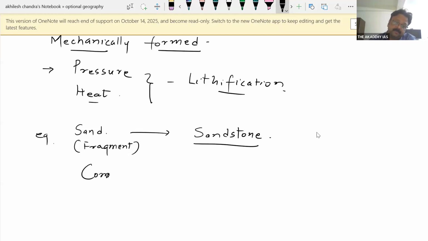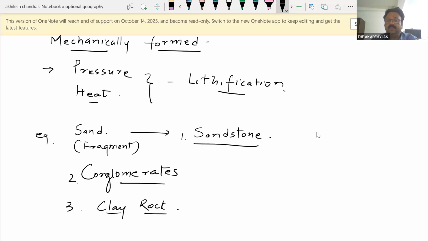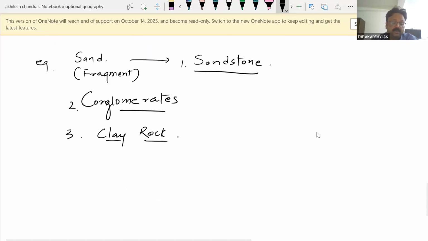Conglomerate. So there are boulders as well as pebbles and boulders along with fine sand, and again the pressure is there. This is one. Conglomerate is second. Third, you can say clay rock. Compaction of clay is responsible for lithification of clay, and there is formation of clay rock, and you will find white color of clay rock. Fine sediments, clay and silt get cemented.